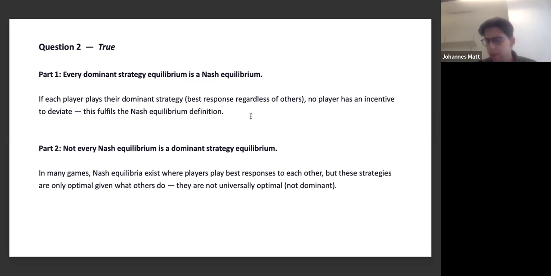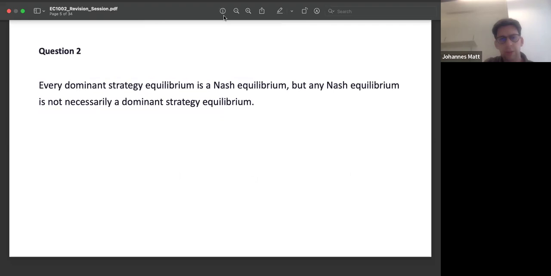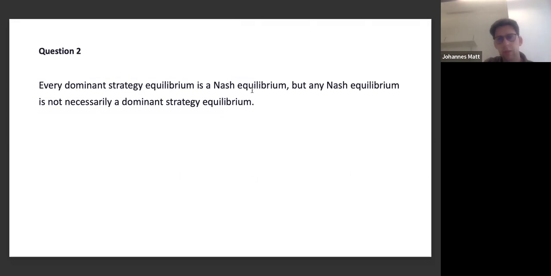Now, of course, what's the definition of a Nash equilibrium? Well, a Nash equilibrium is an equilibrium in which no player has any incentive to unilaterally deviate from the strategy that they're playing. So that's kind of trivially satisfied in the case of a dominant strategy equilibrium, right? In a dominant strategy equilibrium, I just play the same strategy, whatever everyone else is doing, hence I have no incentive to deviate from that strategy. And so by that logic, it is also a Nash equilibrium. That answers the first part of the statement, right? Every dominant strategy equilibrium is also a Nash equilibrium.